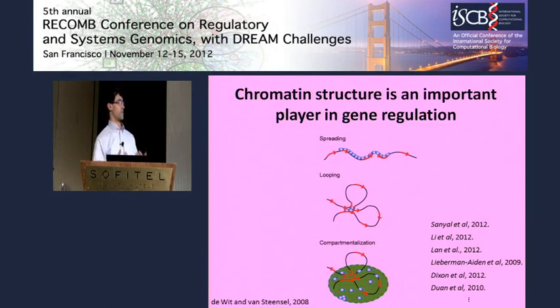So as Joe mentioned earlier, chromatin structure is an important player in gene regulation. And we're showing a few different mechanisms by which this occurs. The second one there, for instance, looping, describes how the chromosome loops so as to bring together distal enhancer regions and promoter regions nearby genes in order to regulate genes.